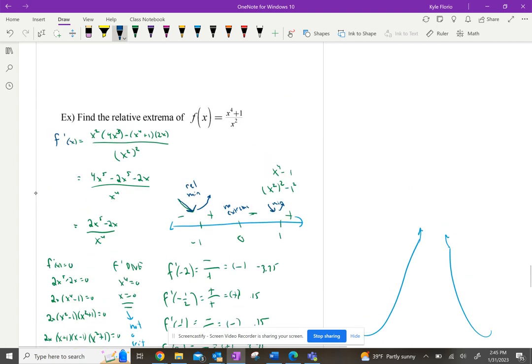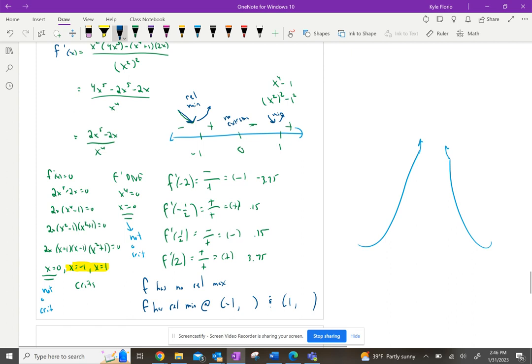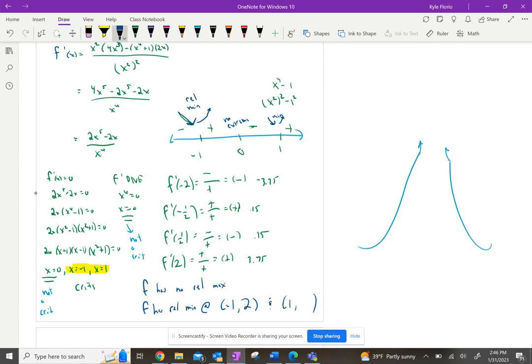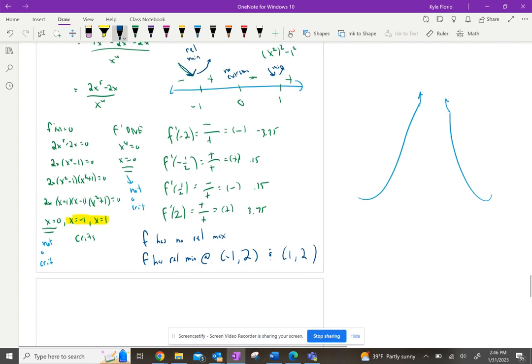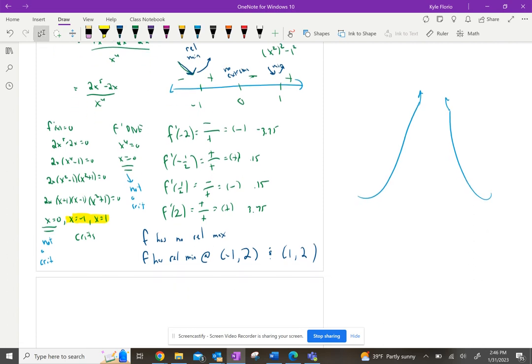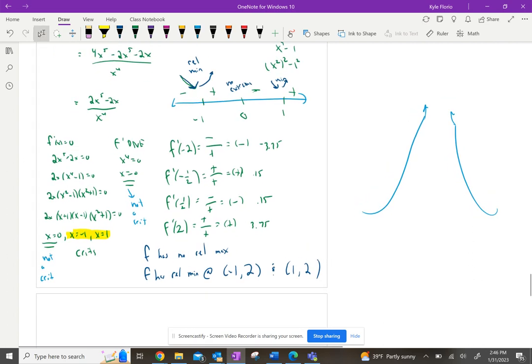Plugging -1 and 1 into my original function will tell me what I get. -1 and 1 should give me the same output. -1 to the fourth is +1, 1 plus 1 is 2. -1 squared is 1, so I get 2 over 1, which is 2. If I plug in 1, we get the same thing, we get 2. Okay. This would be a good graph to check out, but because the video is getting long, I'm not going to make you check it out.